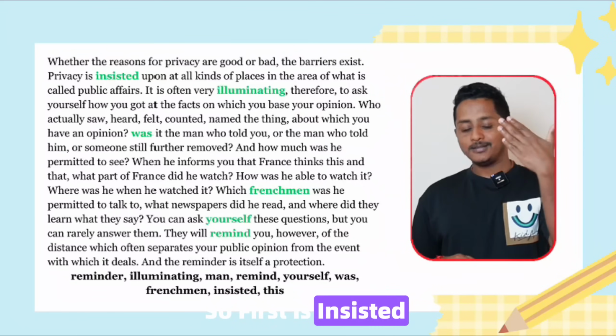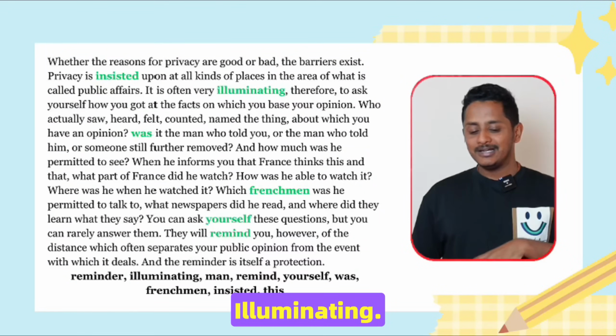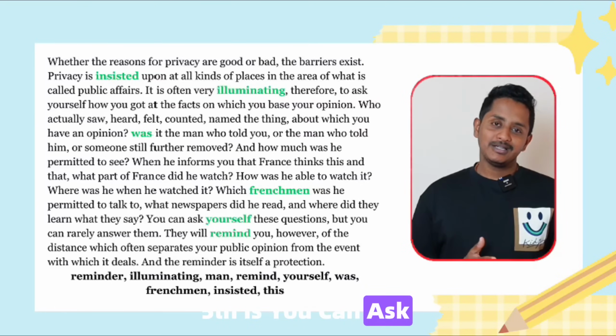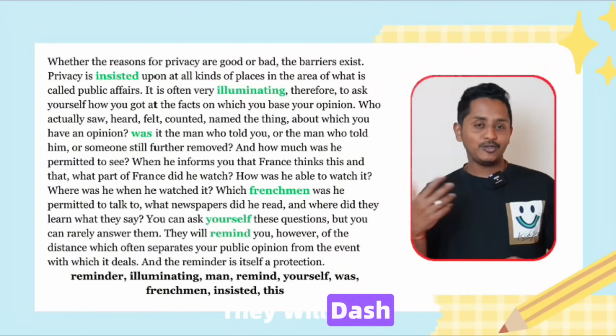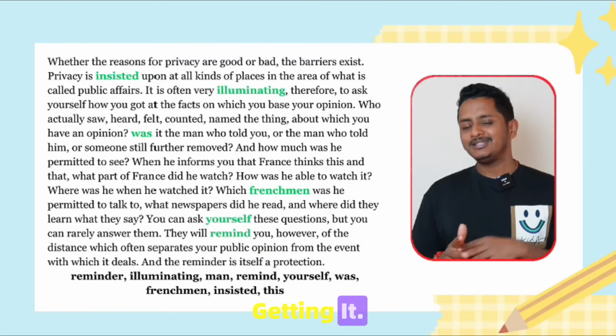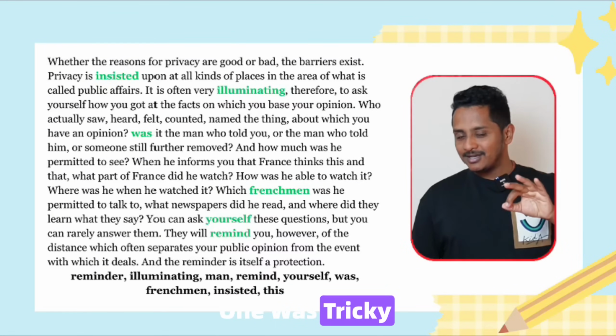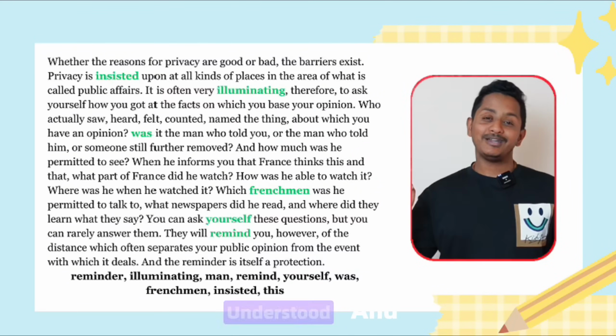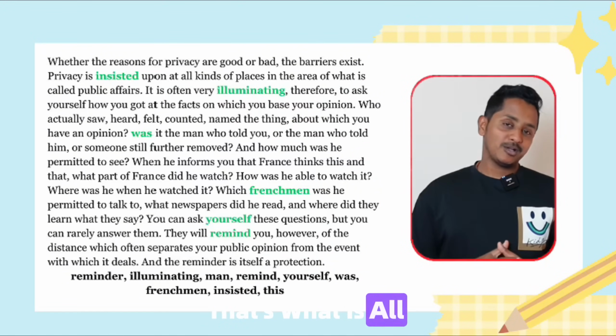So first is insisted upon, second is eliminating, third is was it, fourth is which Frenchman, fifth is you can ask yourself, they will dash you, they will remind you. Hope you are getting it. Only the second one was tricky, wherein you needed this particular approach that needs to be used. Hope you have understood, and that's what it is all about.